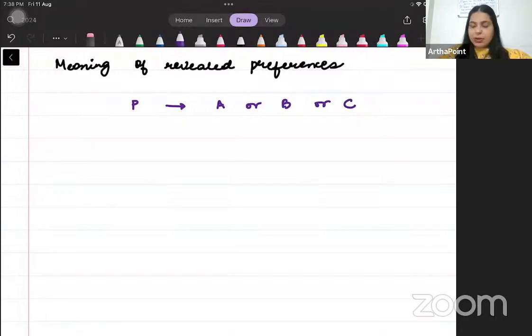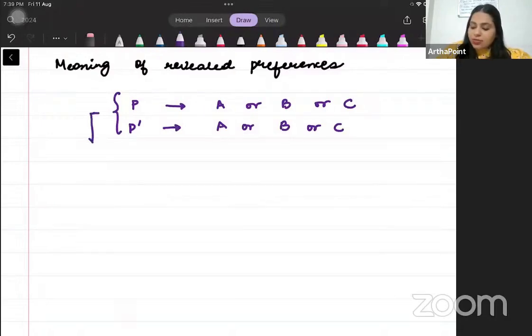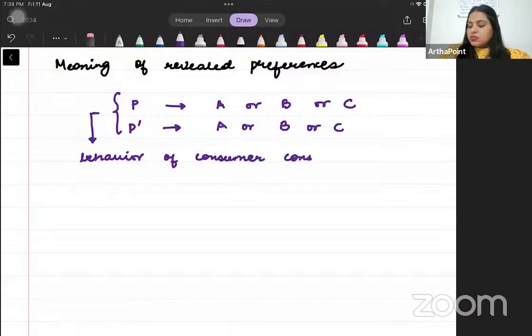Ye ho gaya aapka price P pe. Then they will give you the action of the consumer at another price bundle. So again, whether he prefers A or B or C. So for each price bundle, you will be told how the consumer acts. Now, what do you have to do? You have to ask an important question: is the behavior of the consumer consistent?